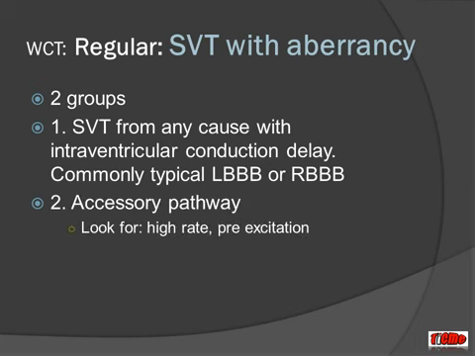The second group are those patients who have an abnormal accessory pathway from atria to ventricle. And this shows you wide complexes because the ventricle gets depolarized early and not via the AV node. And you can look for a much higher rate than you normally expect, and if you have a normal ECG you should see evidence of pre-excitation. So that's the short PR interval and the delta wave.